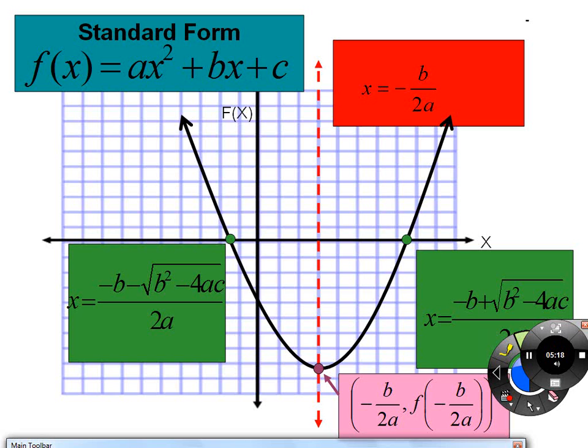Okay, so if we looked at the 2 points, they can cancel each other out if we added it together, because there would be a negative radical and a positive radical. Okay?